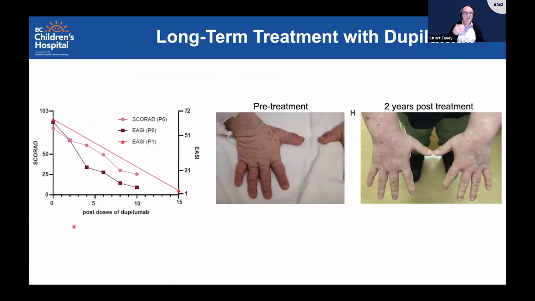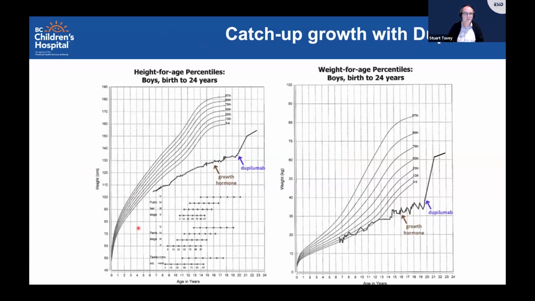And so as time moved forward, a number of our patients with STAT6 gain of function have been treated with dupilumab. And the results have really been quite spectacular. So here's the young man from Hong Kong whose skin I showed you initially, who after 2 years of dupilumab had significant improvement in his skin. And you can see that SCORAD dropping over time very nicely.